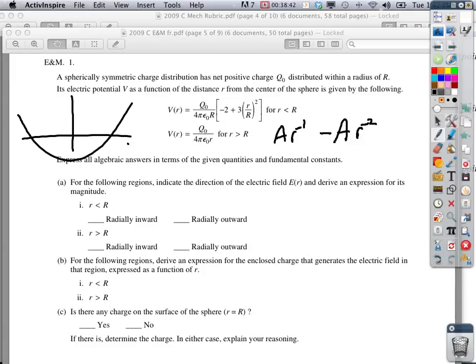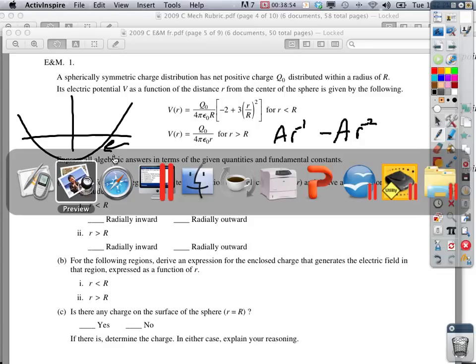But the issue here is this. It's all negative, right? This is all negative from the bottom. And if the voltage, if the electric potential is negative, how do you think of the electric field?